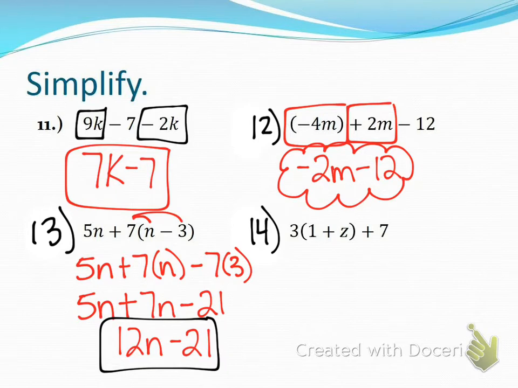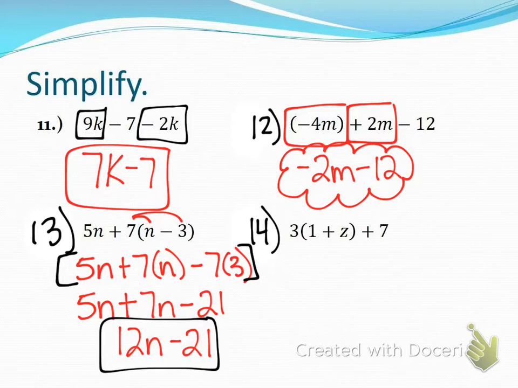Okay, that would be a type of problem where I should see some work. It would be okay if you left out this step here, but I should at least see the 5n plus 7n minus 21 before you go to your answer. So some of these do require multiple steps in your work.